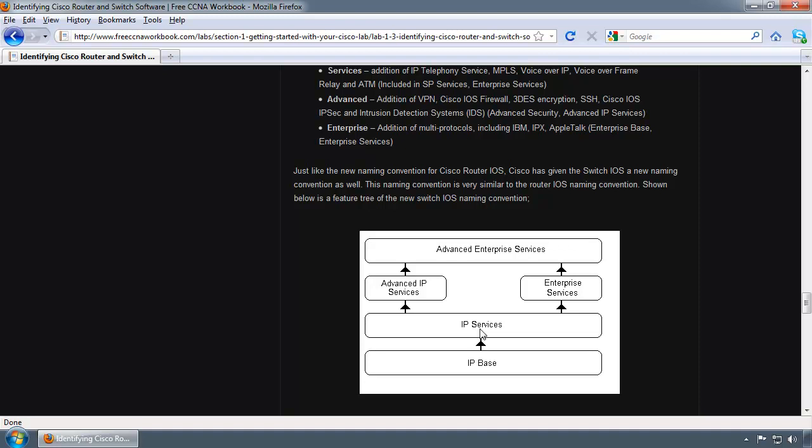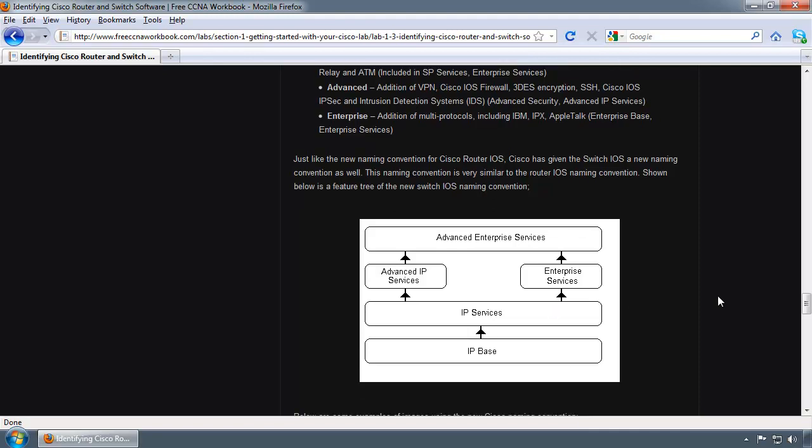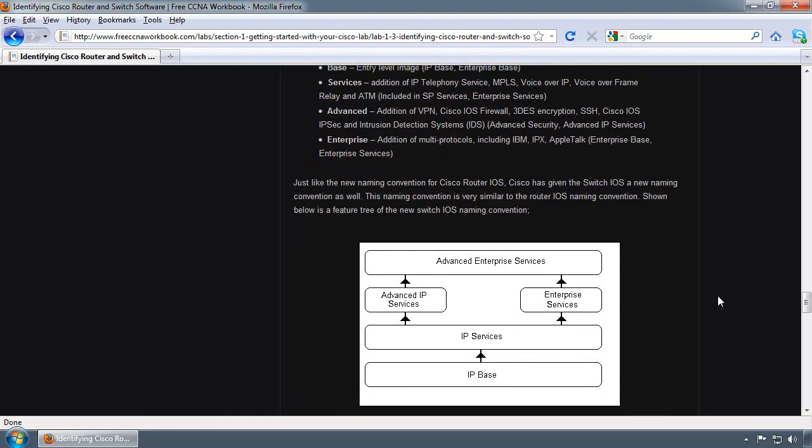Typically the layer 2 switches, such as a 2960, will use a LAN Base or a LAN Lite, which is strictly a layer 2 switch. However, there is a newer image for the 2960 that supports static routing, and I believe RIP. I'm not 100% sure, but if I remember correctly, that's what I read.